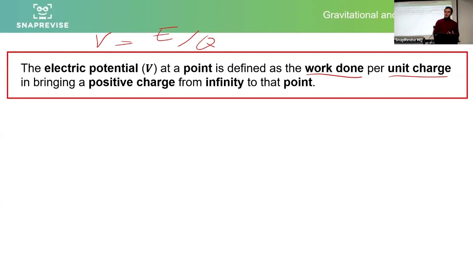If we are talking about electric potential more broadly, if they say define electric potential, like gravitational potential, the definition is the work done per unit charge instead of per unit mass, the work done per unit charge to bring a charge from infinity to that point. Okay?